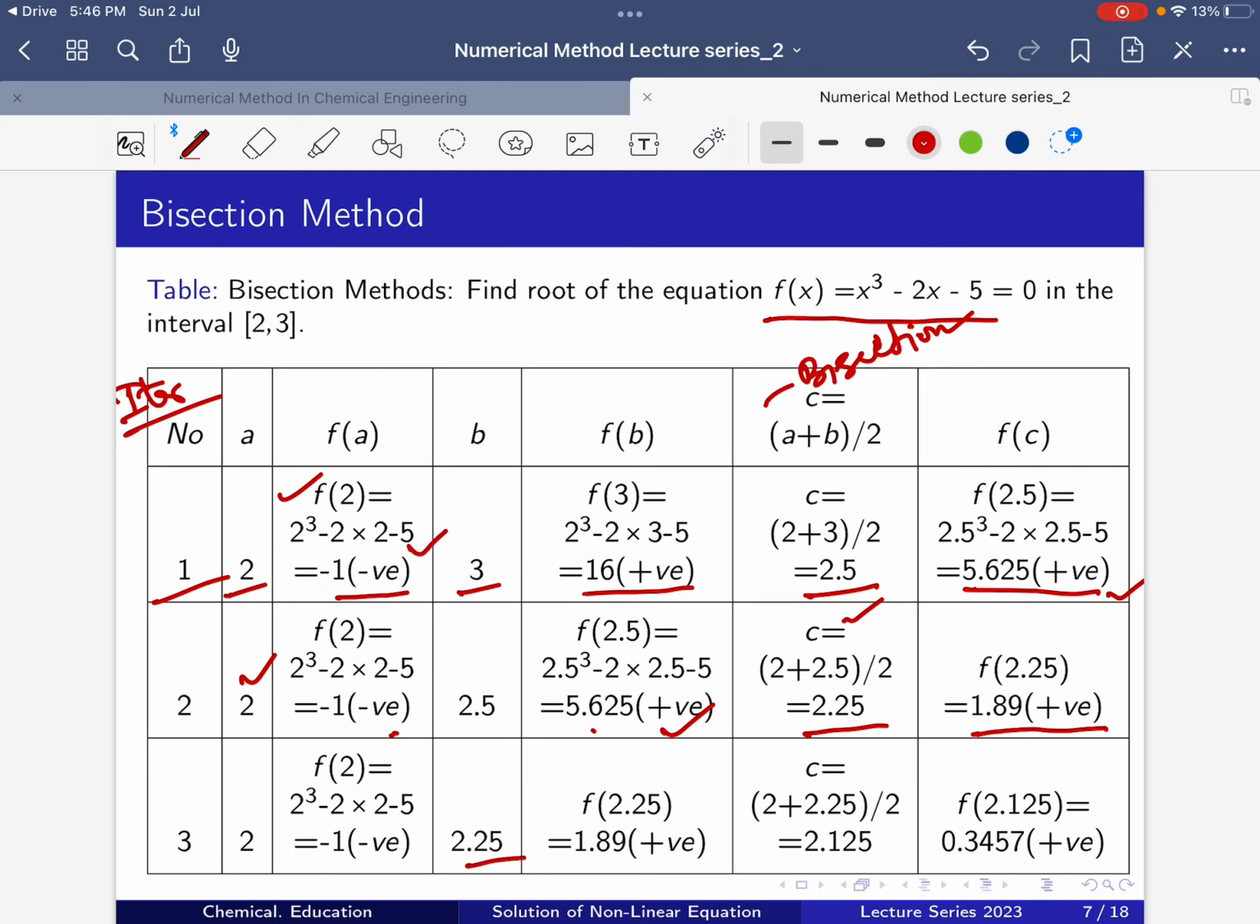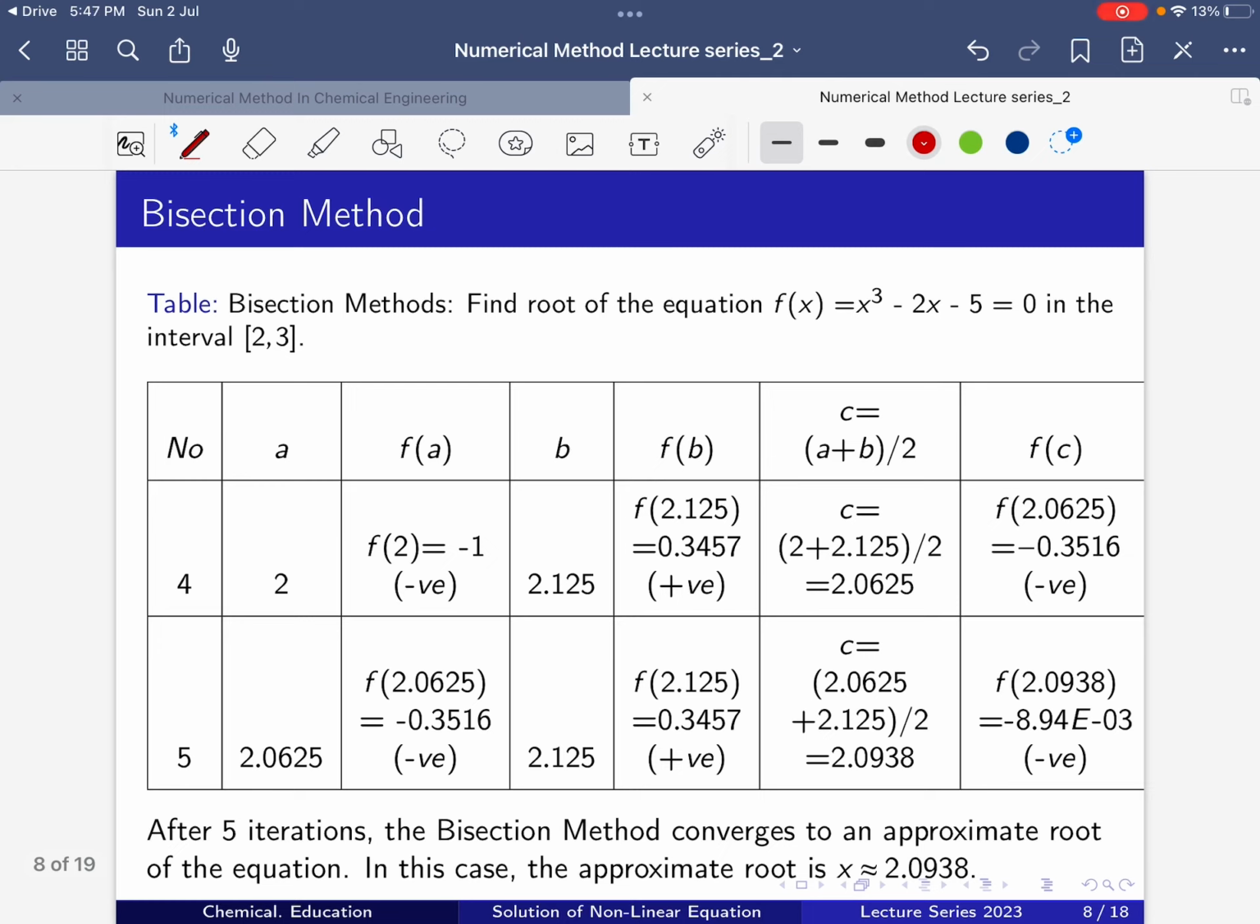Again, at 2 that is minus 1, negative, and at 2.5 that is positive. Now again by the bisection method, the midpoint will be (2 plus 2.5) by 2, so that is 2.125, and at that point the function value is 0.3457. You can do the calculation, and if you use the calculator, we can easily get the function value at 2.125, so that is 0.3457, a positive value. Again root lies between 2 and 2.125.